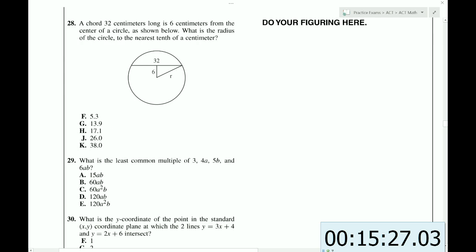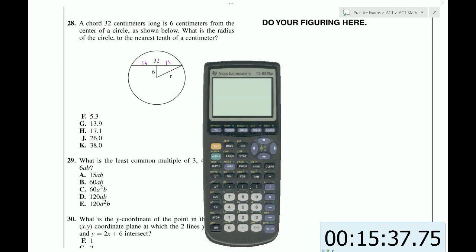A chord of 32 centimeters. Okay. So this would be 16 and 16. And then, yeah, so we need Pythagorean theorem. This is not a perfect triple. So 6 squared plus 16 squared. Then we square root the answer. 17.1.